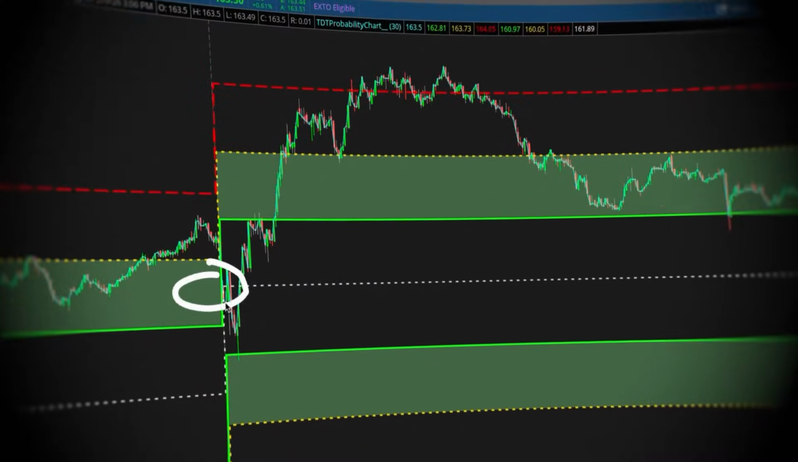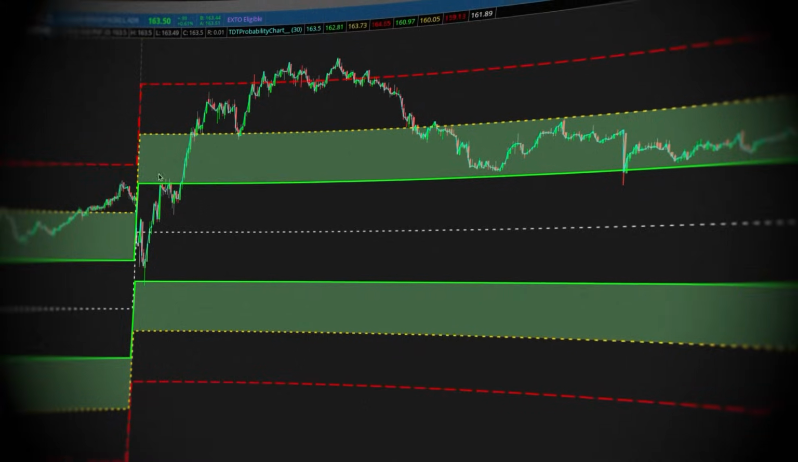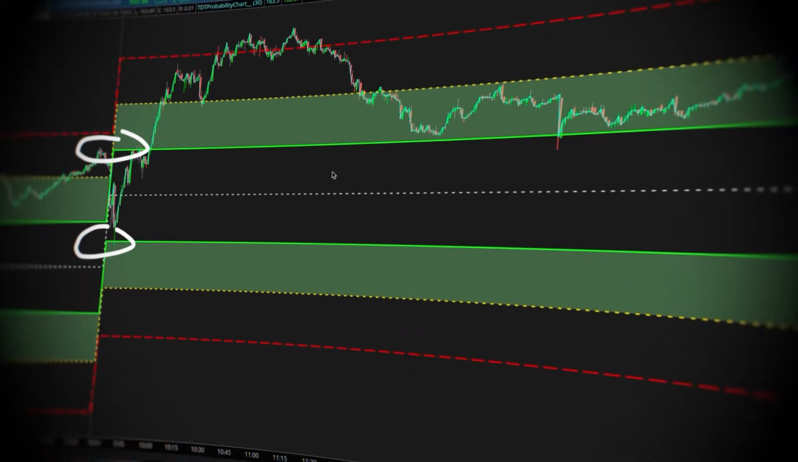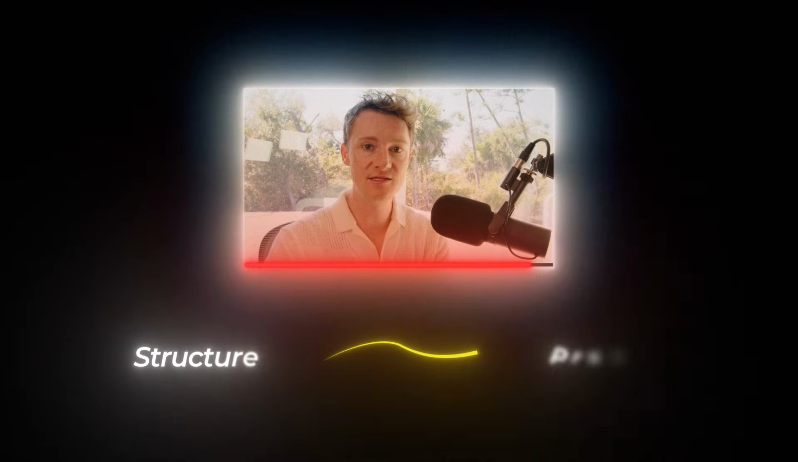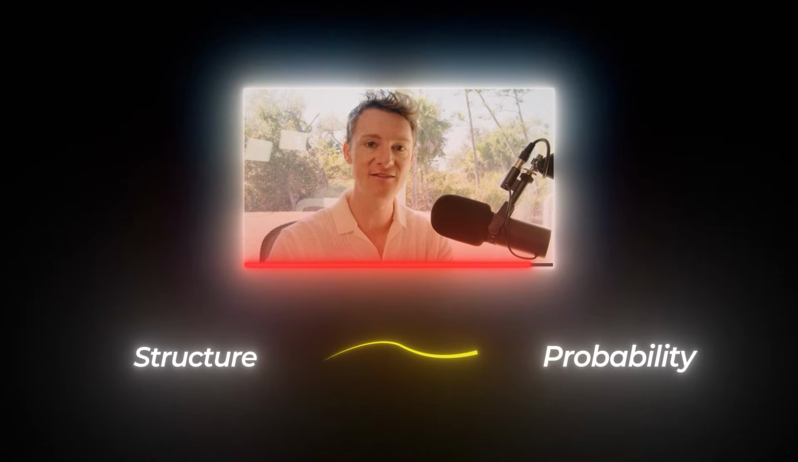So what I did was I built a script that visually shows you those probabilities in real time. In this video, I'm going to give you this probability chart for free. I'm going to show you how it works and how to use it in your trading. So by the end of this video, you'll understand how to structure your trades using probability instead of guessing.